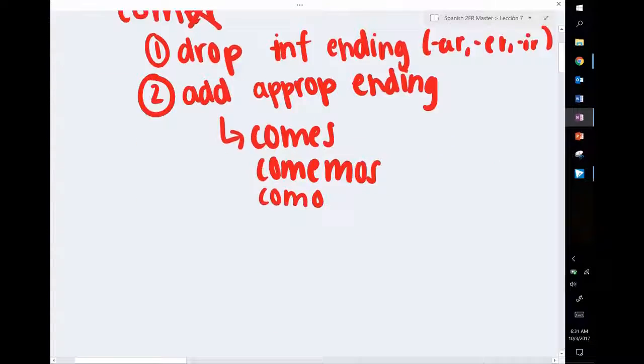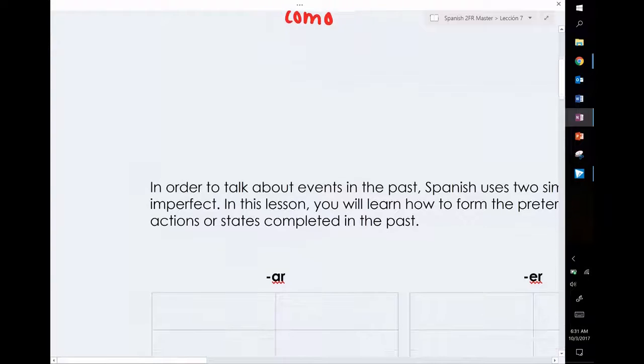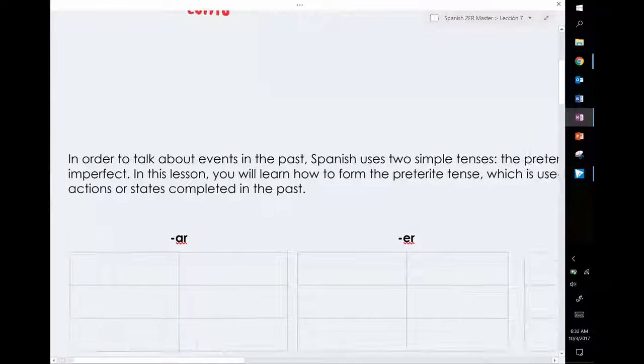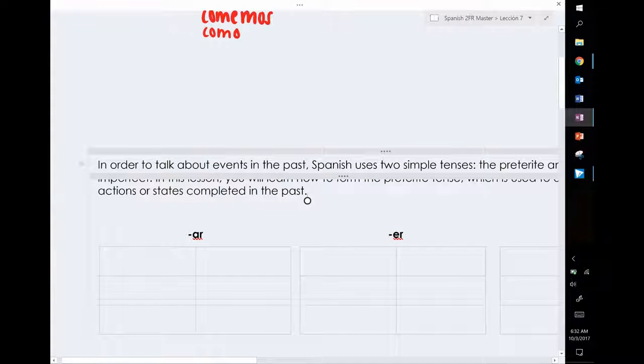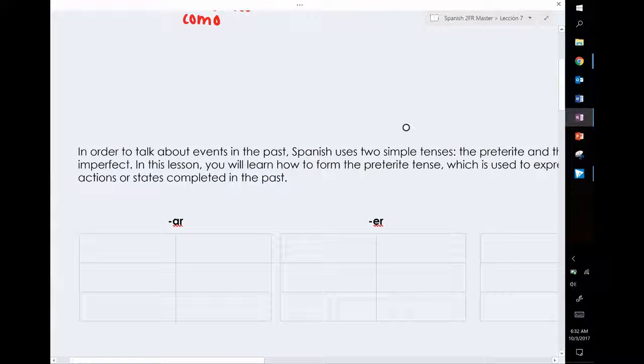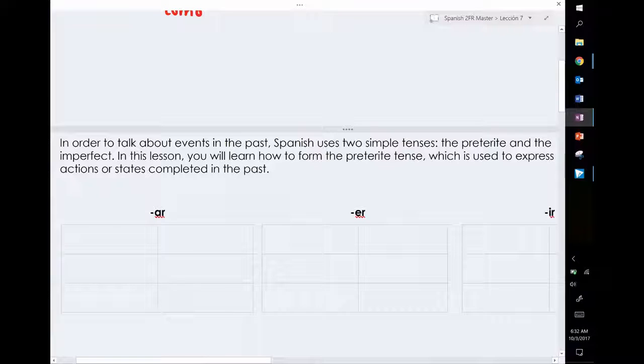So this year, Spanish 2 focuses a lot on the past tenses in Spanish. There are actually 2 past tenses, just like there are in English. We have the preterite and we have the imperfect. So we have preterite and imperfect. We are going to be focusing mainly on the preterite this semester.